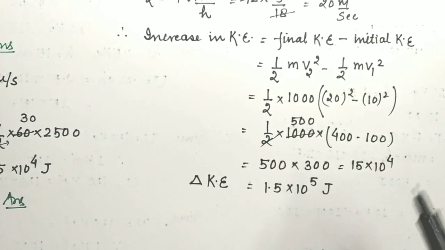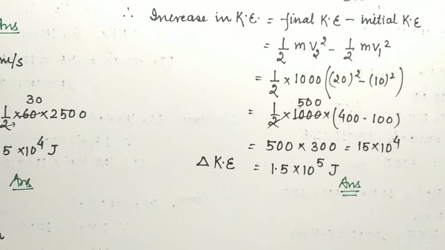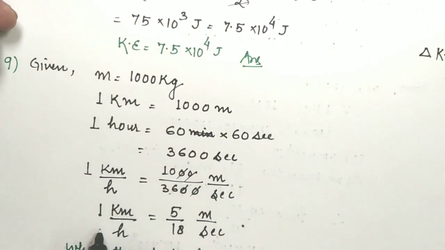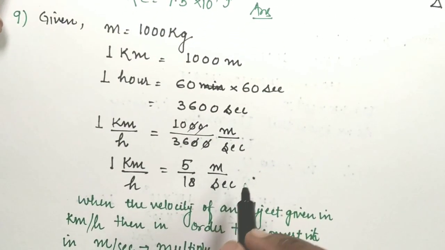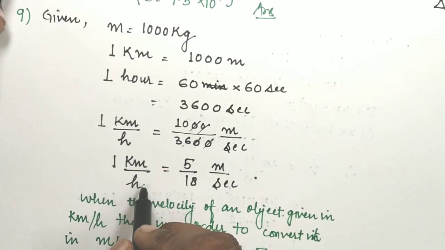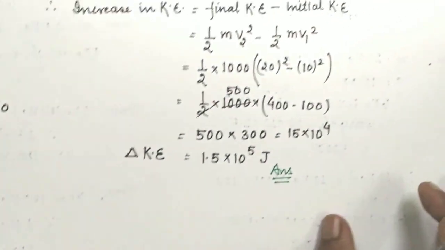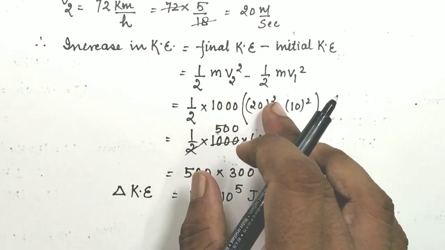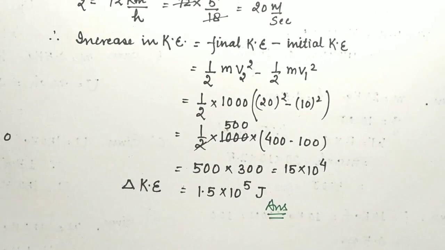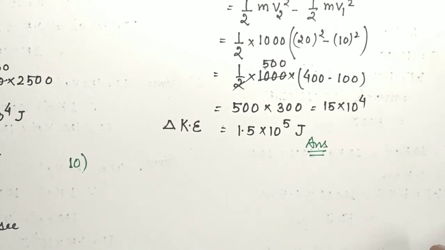Okay students, in this way we have calculated the increase in kinetic energy of the truck. So what we did in this question is we first converted the initial and final velocities of the truck into meter per second. In order to convert kilometer per hour into meter per second, we multiply it with 5 by 18. Then we calculate the change in kinetic energy as final energy minus initial energy, and we get the solution for this question. Students, proceed towards the solution of question number 10.